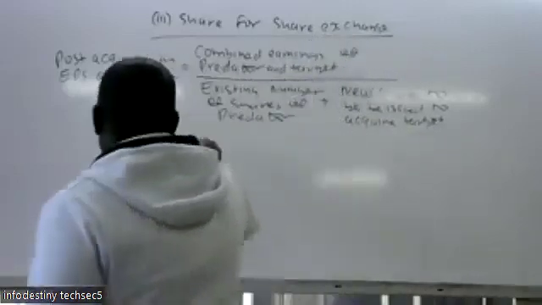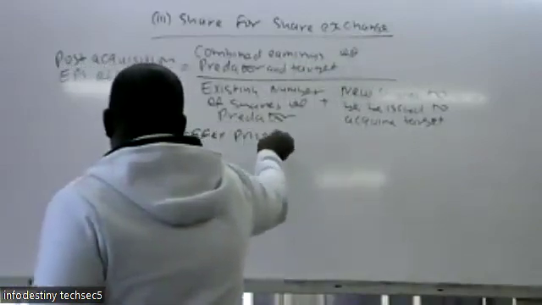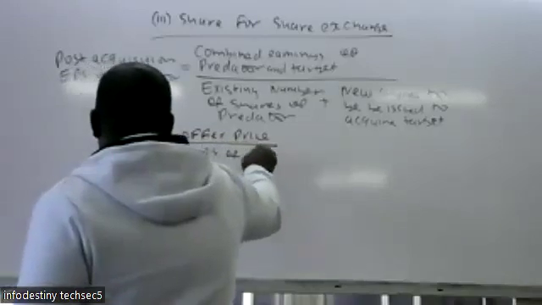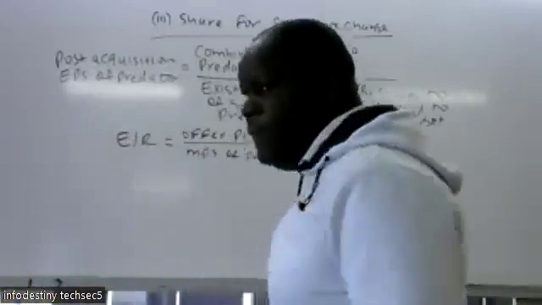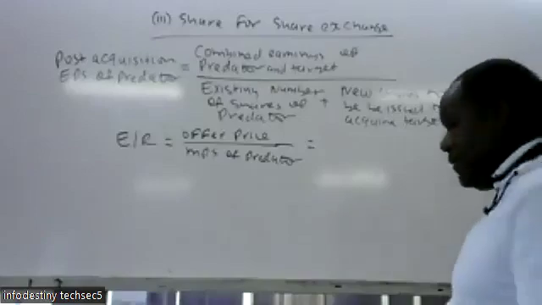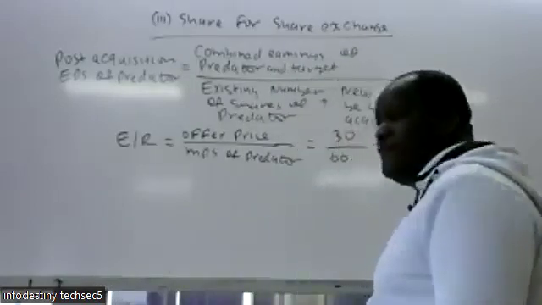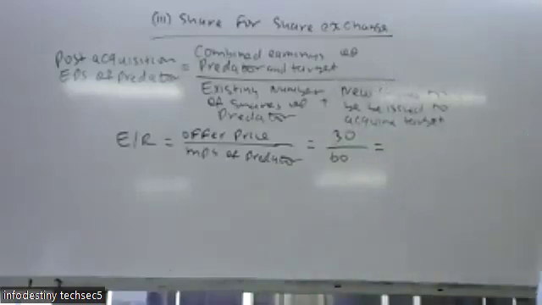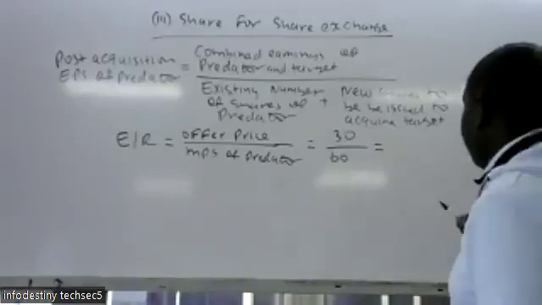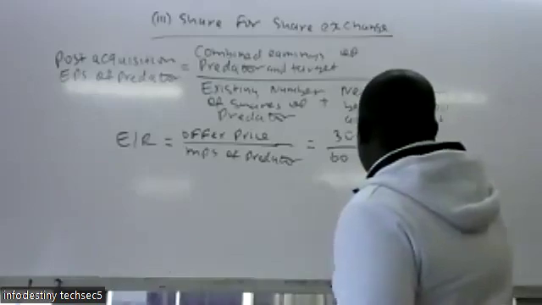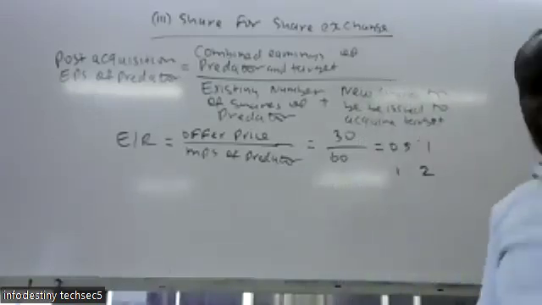So you simply take the offer price divided by the market price per share of the aggregator. So the new offer price as per the Roman letter 3, they were offering 30 shillings. So divide by the current market price per share of the Predator, which is 60. That gives 0.5, so it is 0.5 is to 1. So it is the same as 1 is to 2.